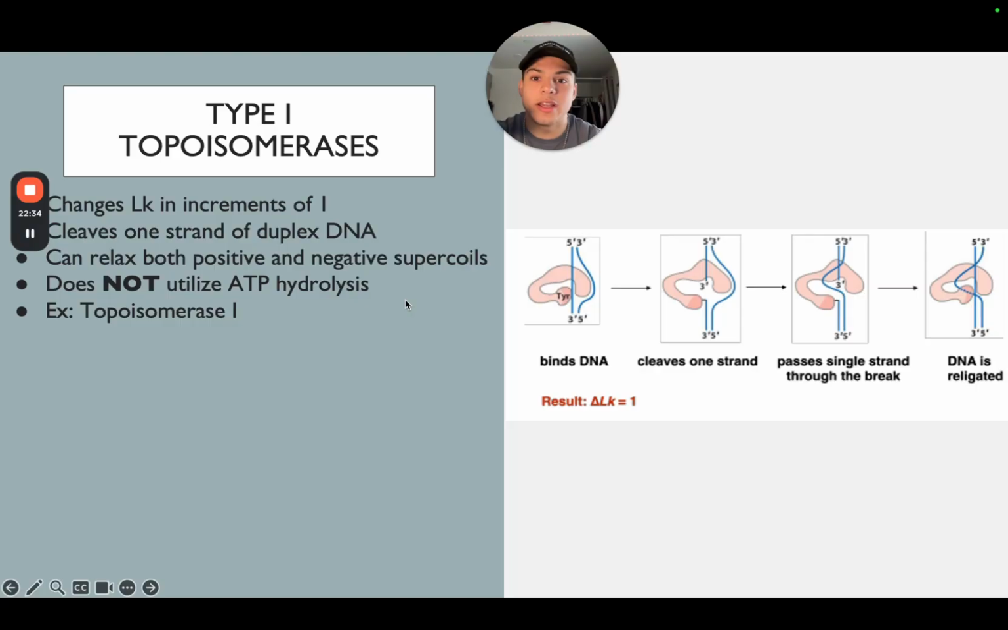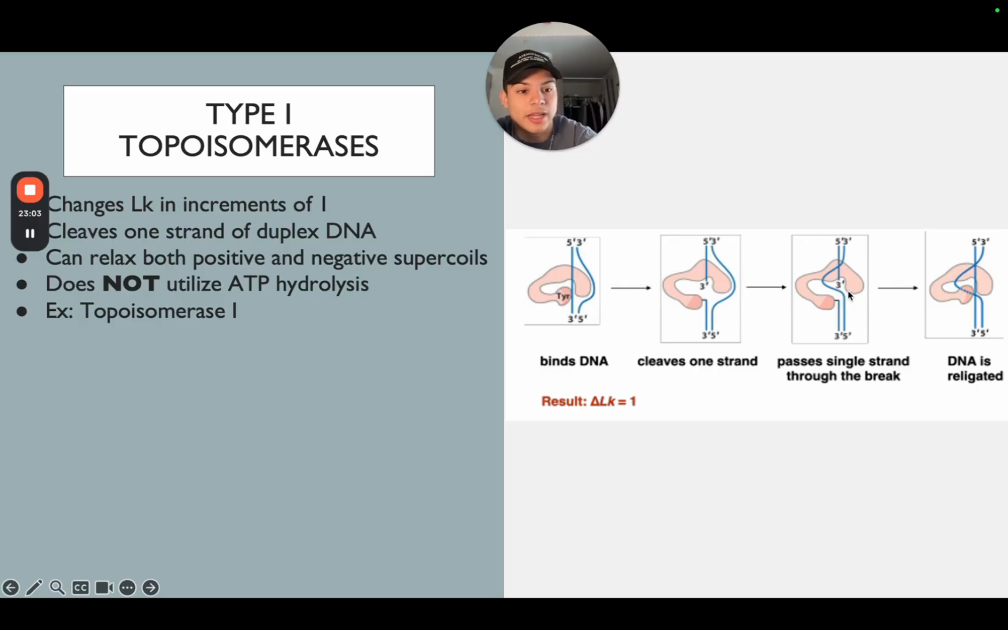Specifically, there are type 1 topoisomerases, which change LK in increments of 1, and it cleaves 1 strand of the duplex DNA, and it can relax both positive and negative supercoils. And it does not utilize ATP hydrolysis to achieve this. So for example, here's a diagram demonstrating this. As you can see here, we have topoisomerase 1 binding to the DNA. It cleaves the 1 strand. It doesn't really matter specifically which one. You don't need to know that. Just know that it cleaves 1.